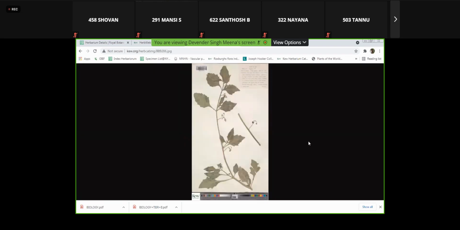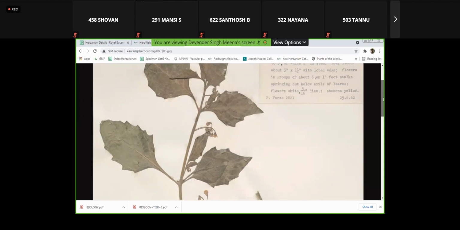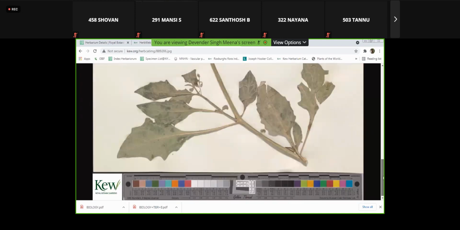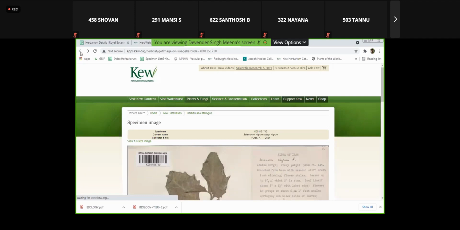Okay, if you click on the full size image, again you can simply zoom in and you can study the characters. Okay, so these barcodes and other information are very important sometimes. I hope you are getting how to access the specimens from Kew Herbarium.